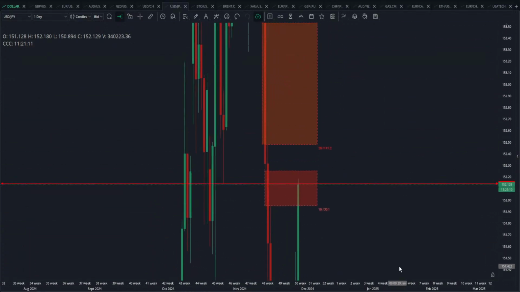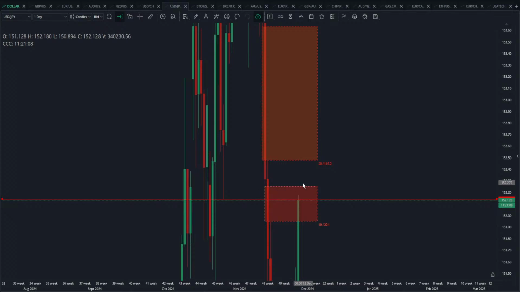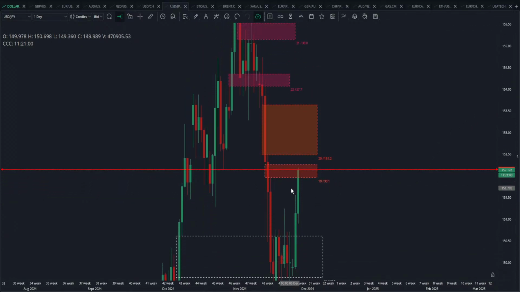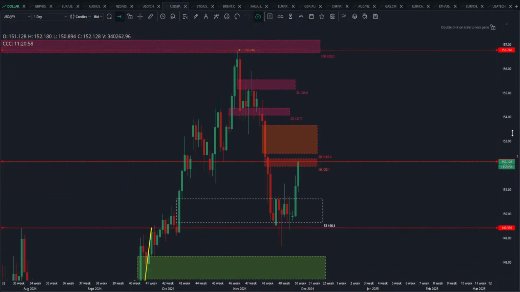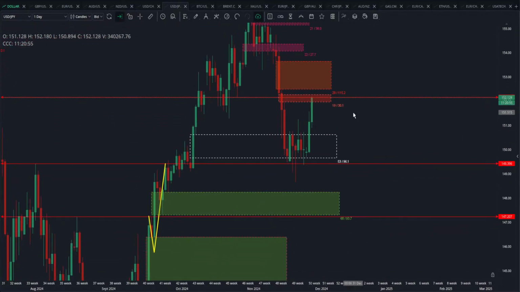Now, if today the price closes higher than this anti-fair value gap, at least this breakaway gap will be traded. Now, I'm not looking for this breakaway gap or this anti-fair value gap to be respected. I'm looking for the price to go through them. Why am I looking for that? Because the market direction was upward.